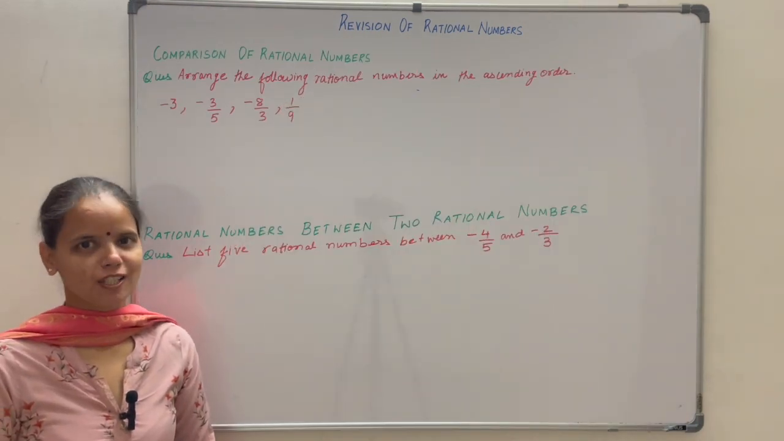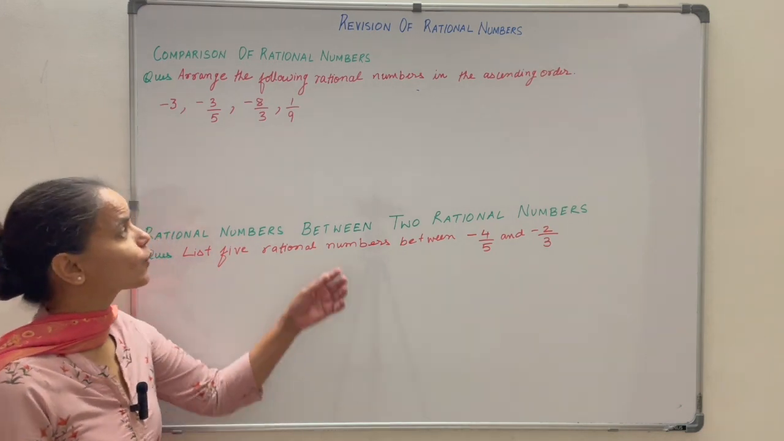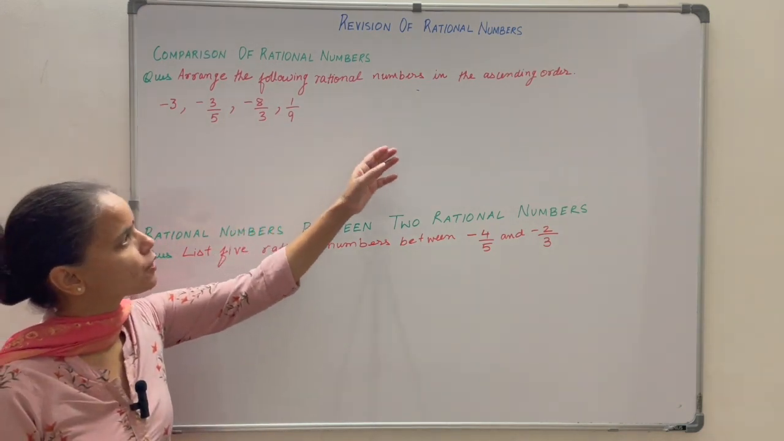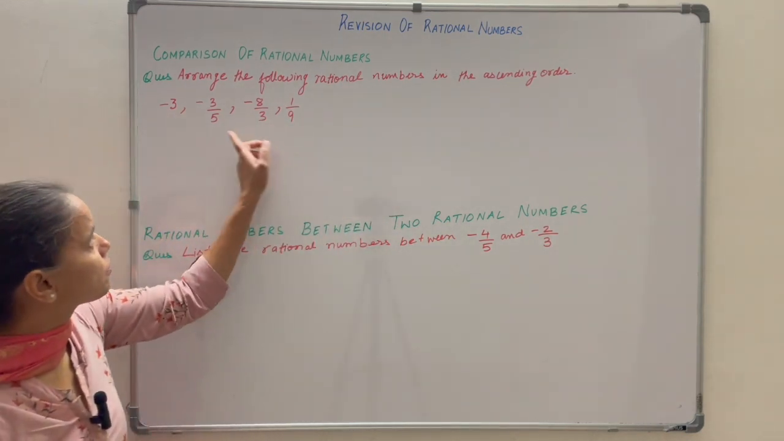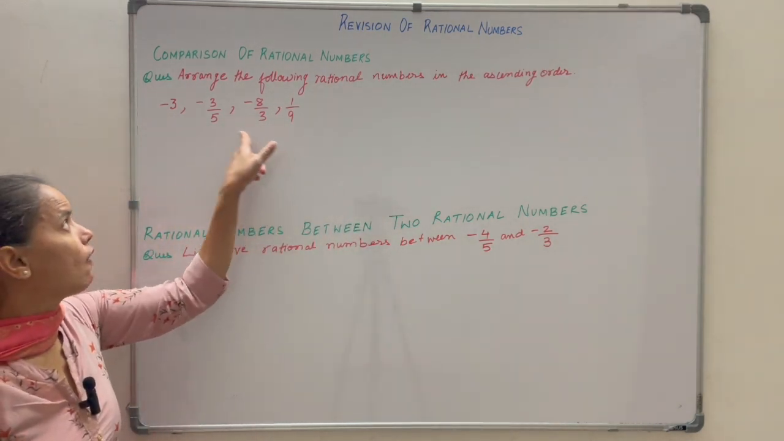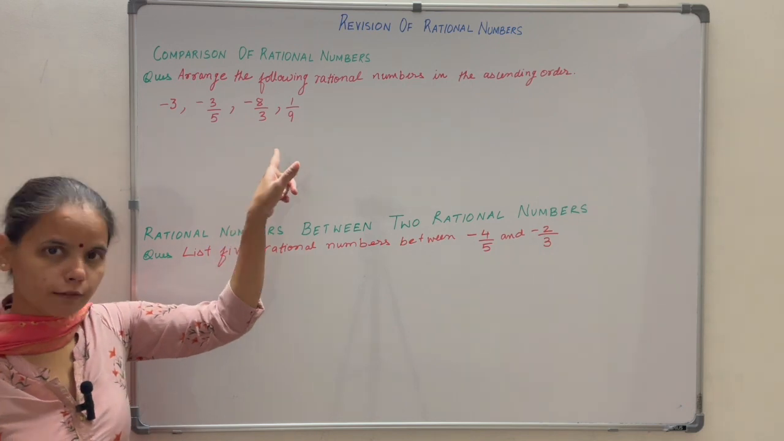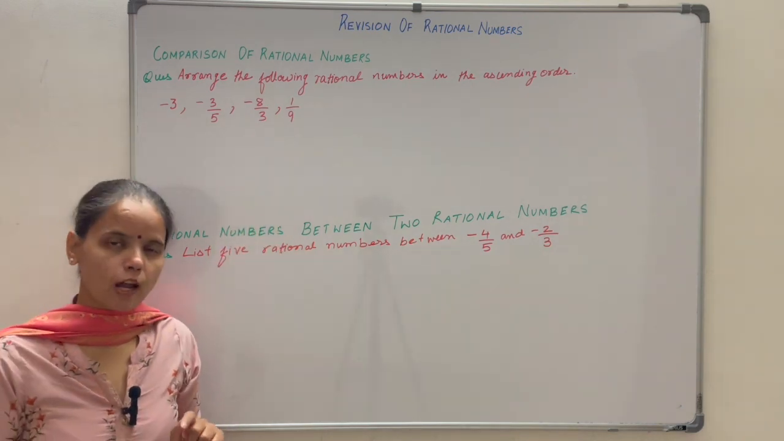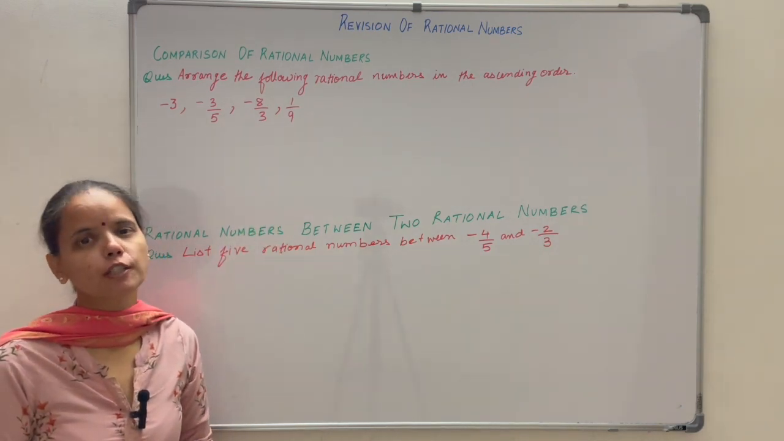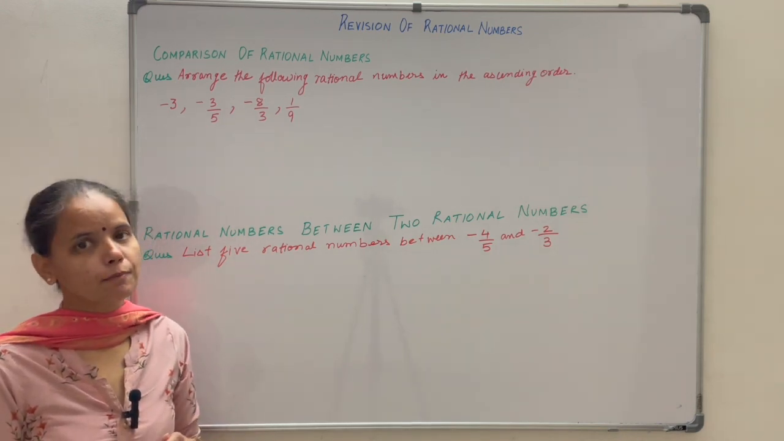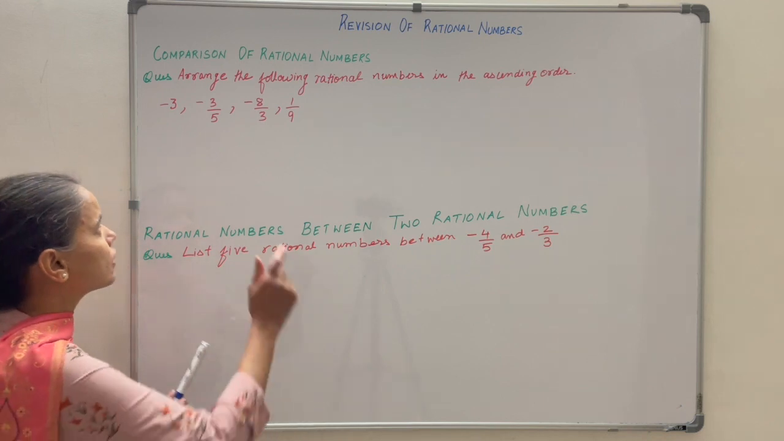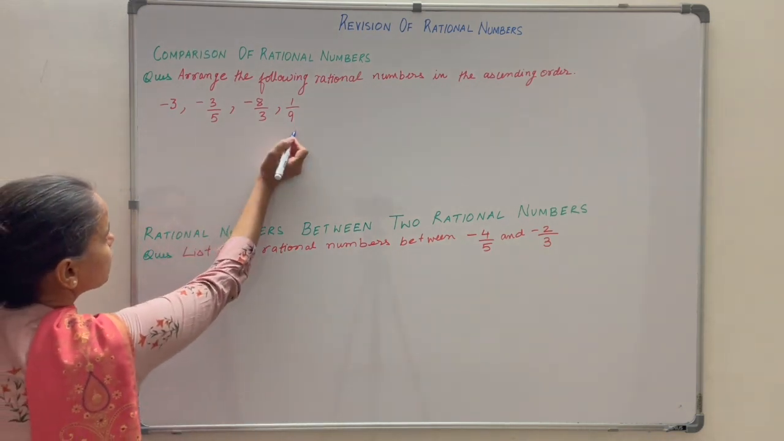Comparison of rational numbers. Let us take this question. Arrange the following rational numbers in ascending order. All these rational numbers have different denominators. To compare rational numbers, first you need to make the denominators the same. So how are you going to do that? By finding out the LCM. So let us find out the LCM for all these numbers.